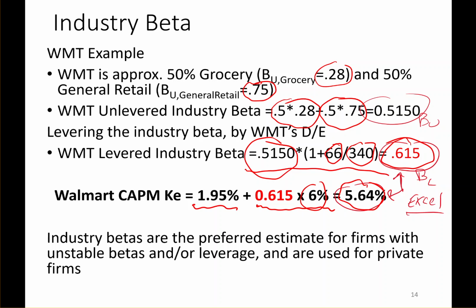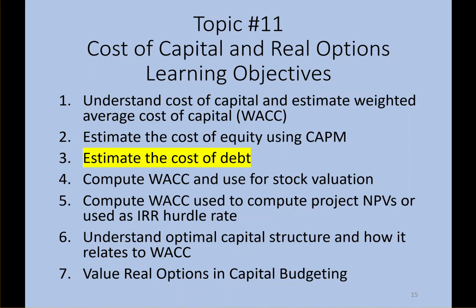Now, in general, industry betas are preferred estimates for firms with unstable betas, which I have found for Walmart, or unstable leverage, where they're changing their leverage up and down. And it's also used for private firms. So if I wanted to estimate the expected required return of a local grocery store that doesn't have a stock, I would use this method. All right, so in this topic, we estimated the cost of capital using CAPM, and we used Walmart as an example.